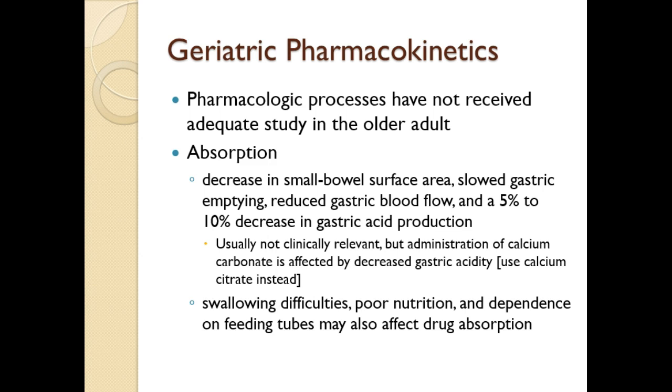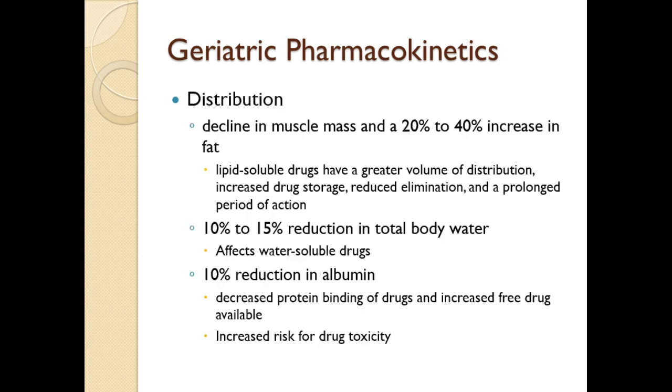So although not clinically relevant, some of these have been found to cause problems with absorption of medications such as calcium carbonate. With older adults, we don't use calcium carbonate because it does not work due to decreased gastric acidity. So instead, we use calcium citrate in the older adult population. They also have difficulties when it comes to taking the medication, such as swallowing difficulties, poor nutrition, or they may be using feeding tubes as they get older and they get more frail.